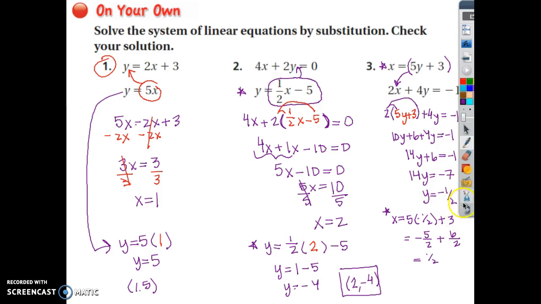Now from here, I need to take that negative 1/2 and plug it back in to find x. I thought that this first equation would be a little bit easier, but if you prefer, you may use either of the two equations. Plugging it into that first equation, I ended up with an x value of 1/2, leaving me with the coordinate where the two graphs meet: x is positive 1/2 and y is negative 1/2.